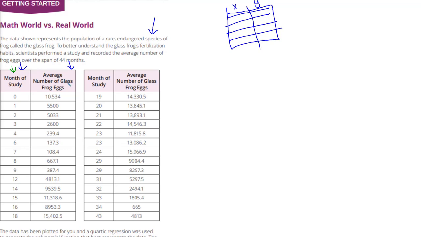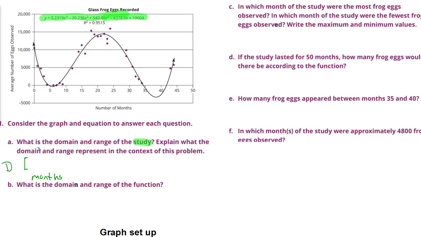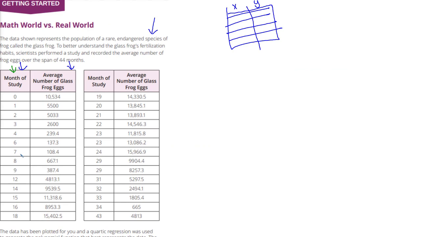What was the smallest one of these? 0. What was our largest month? Range. That was the number of eggs observed. What was the smallest number of eggs observed? 108.4. What was our largest number?